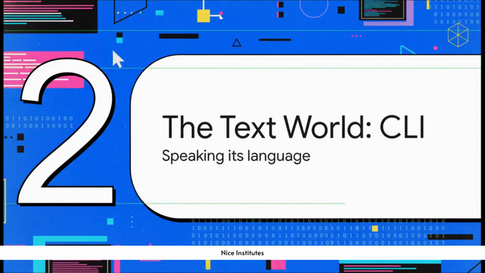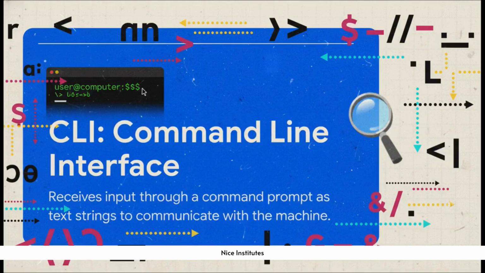Okay, so let's flip the script and jump into that other world, the world of text. This is the command line interface, or CLI, and this is less like pointing at pictures and more like speaking the computer's native tongue. The CLI, it is a completely different animal. There are no icons, no windows, no menus. It's just you, a blinking cursor, and a command prompt. You communicate by typing in very specific text commands. We call them strings, and you get a direct, unfiltered conversation going with the machine.